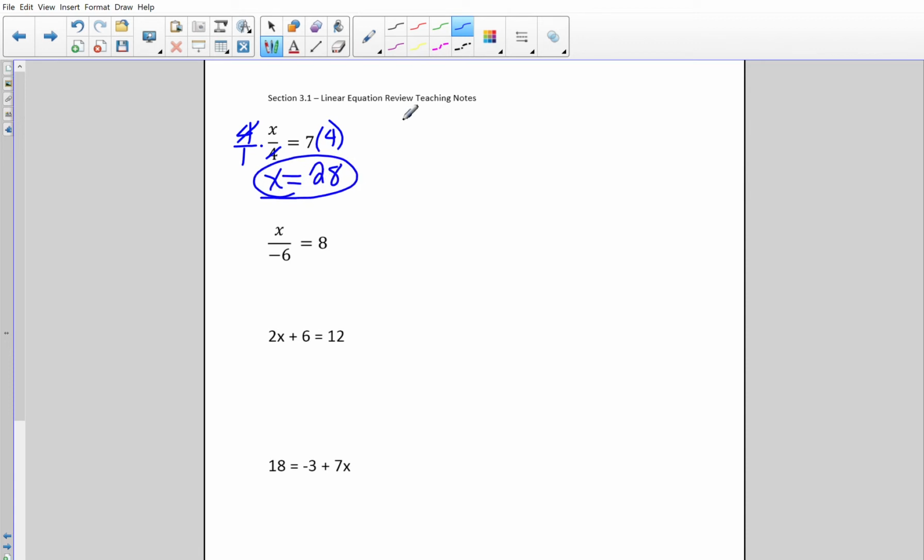So to check it, I have x over 4 is equal to 7. So then I replace this x with my 28. So I now have 28 over 4 is equal to 7. And 28 divided by 4 is 7, which equals 7. So my check works just fine.